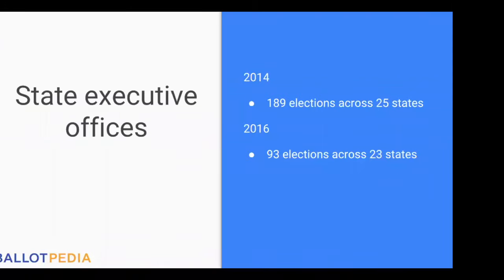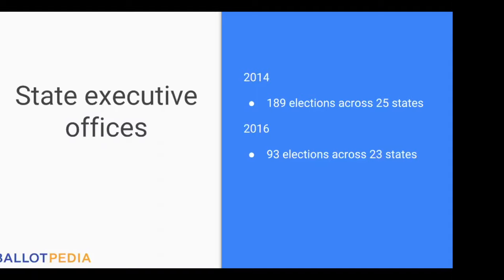Moving over to state executive offices, we had 189 elections across 25 states in 2014. That number dropped in 2016 to 93 elections across 23 states. Republicans appear to have a net gain of three Secretary of State seats and one Attorney General seat.